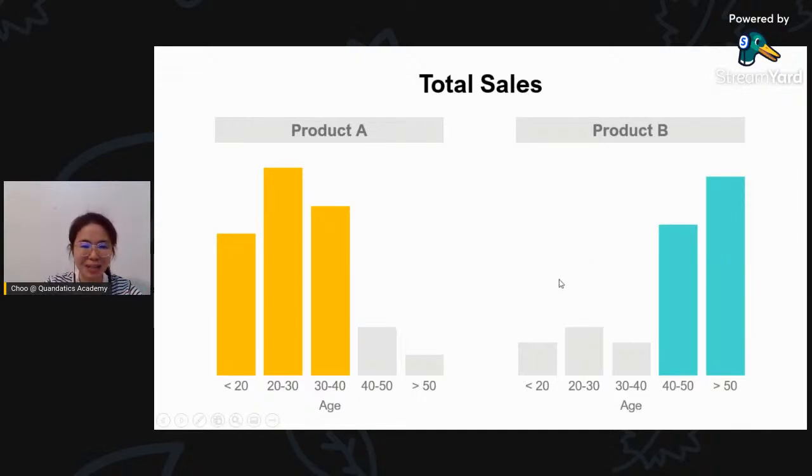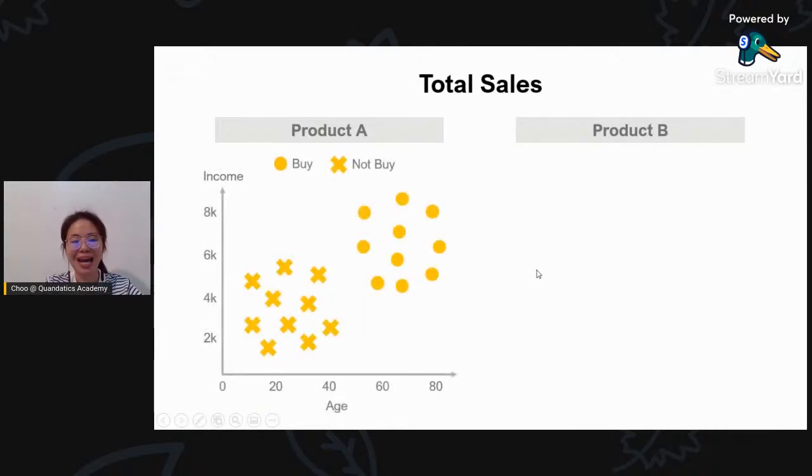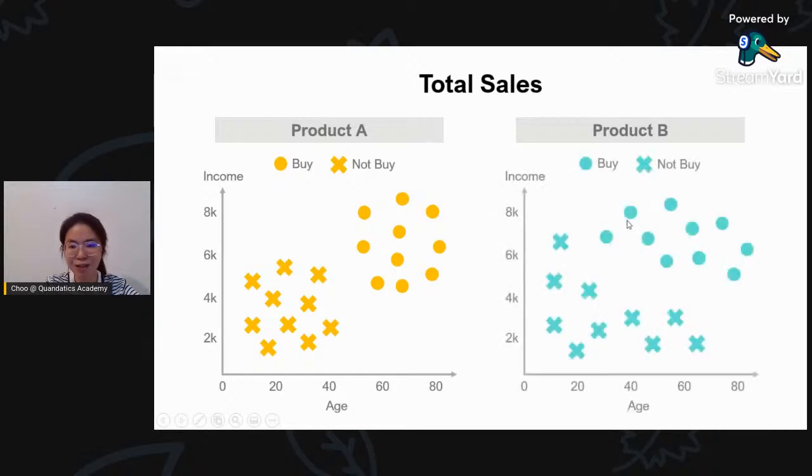Let's make this more complicated by adding one more factor, which is income. Now for product A, I will represent it in a scatter plot again, but I will label the points based on income and also age. I have a group of not buying and another group of buying. Of course, for product B, I also have the group buying product B and not buying product B. So what is the insight that you can deduce from here? Let's look at product A first.